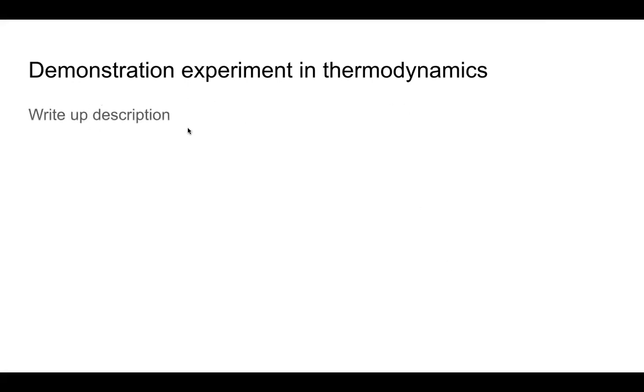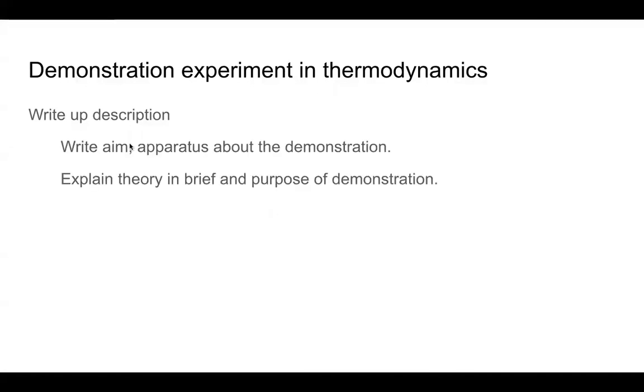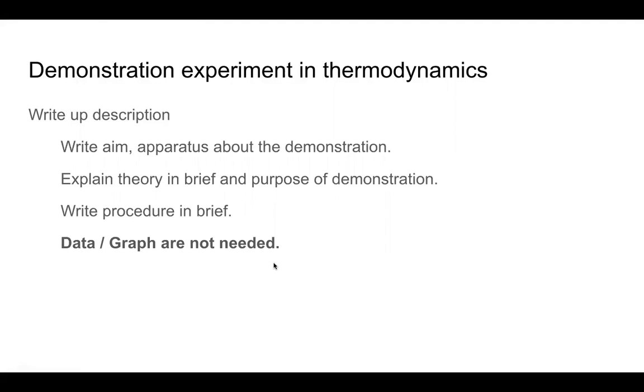So how do you submit the write-up? What will be the description for writing the write-up? So let me say you have to write aim, apparatus, about the demonstration, explain theory in brief. So you have to explain the theoretical part in brief and the purpose of the demonstration. Then you have to write the procedure in brief. Data and graph are not needed. So they are not needed, remember. Just by chance, if you happen to generate some sort of data or graph, you are most welcome to write it, but they are absolutely not needed.